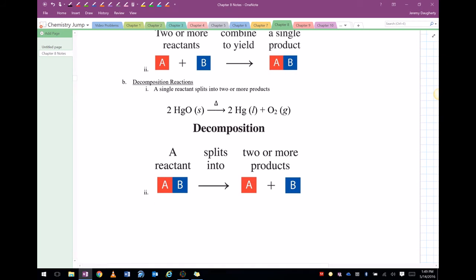Decomposition reactions. So these are reactions that break down. For these, you're always going to start out with one reactant. So again, on these, you are not expected to predict the products, but you are expected to be able to look at it and say, oh, that's a decomposition reaction, okay? So it starts out with one reactant, breaks into 2 or more products, okay?